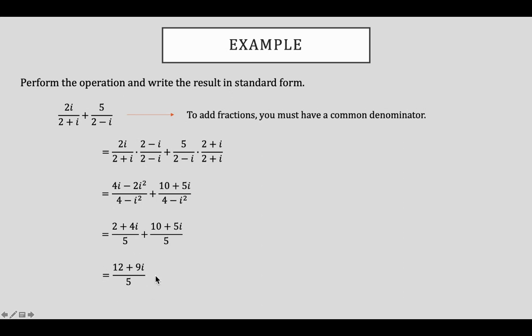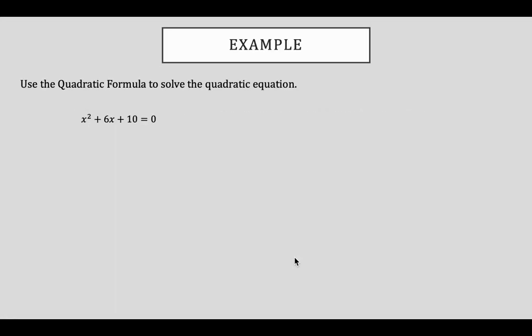Now, this would be a completely acceptable final answer. None of the fractions would simplify. However, if you would like, you certainly could split up your real parts and imaginary parts using the distributive property of division: 12 fifths plus 9 over 5 times i. All right, lots of good operations with complex numbers in that problem. Let's see another application of complex numbers.